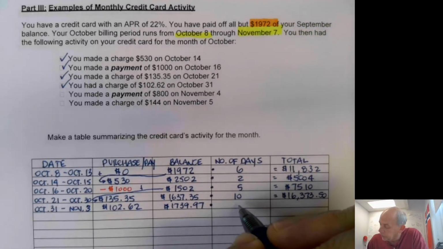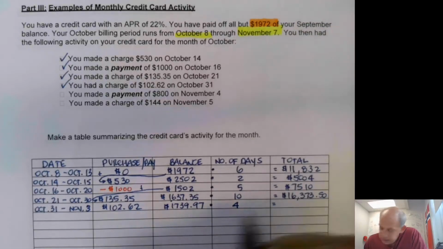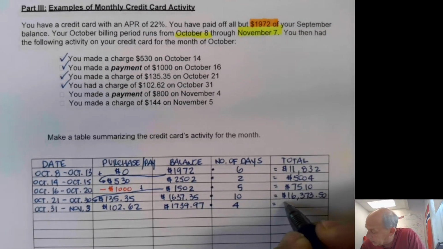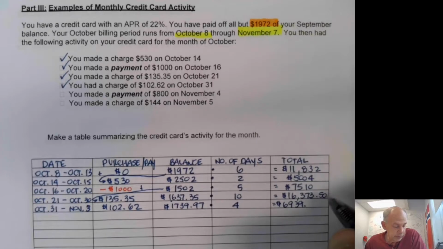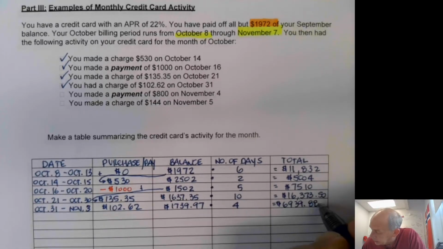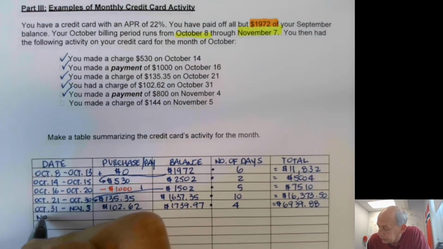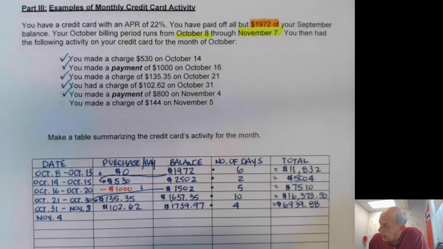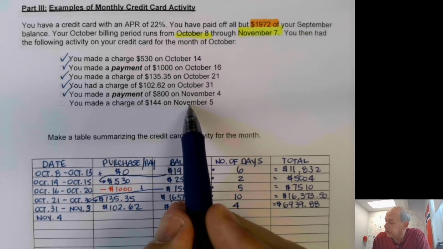And October 31st, November 1st, November 2nd, November 3rd is 4 days. I'm going to multiply those two numbers, and I'm going to get $6,939.88. I'm almost done. November 4th comes along. I make a payment again of $800, and then I do something on November 5th.